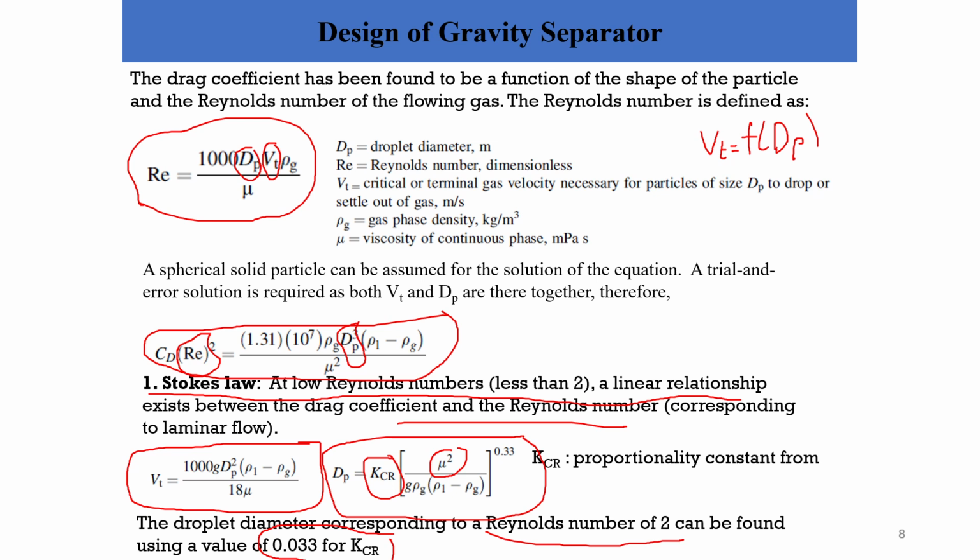to find how much the drag coefficient is. So this is the first scenario, the simplest scenario, of how to calculate the drag coefficient for the Stokes law region where Reynolds number is less than 2.